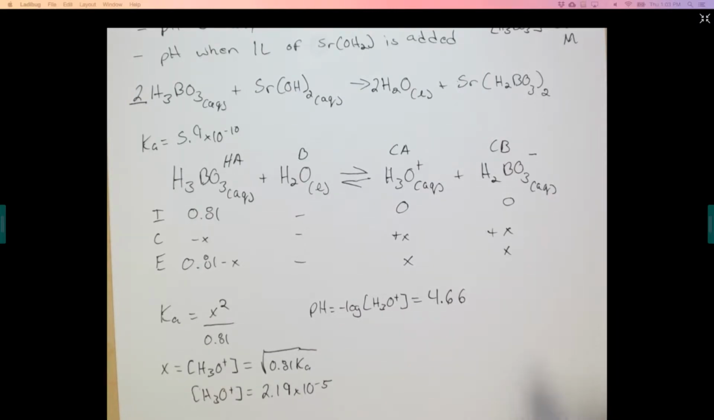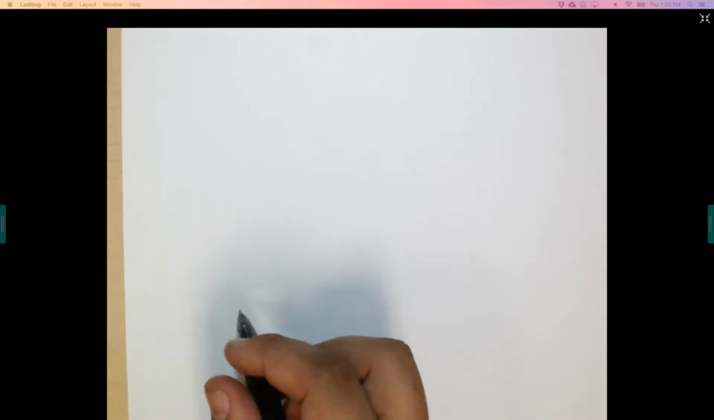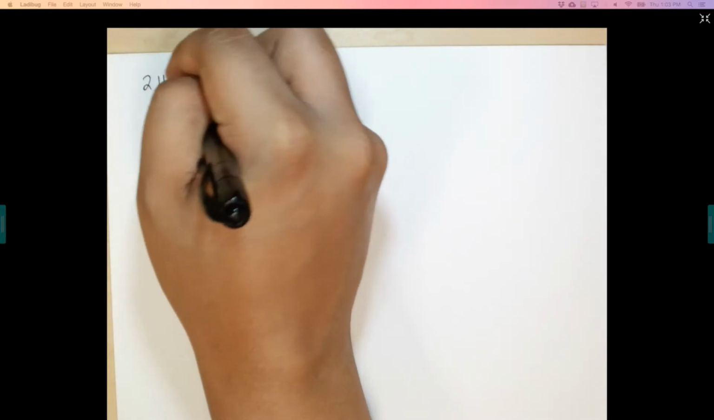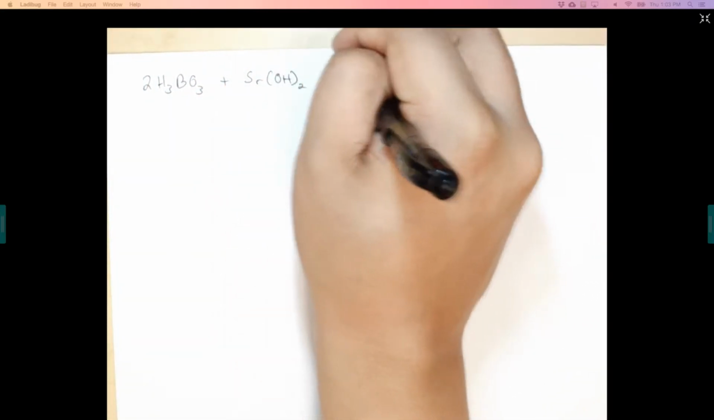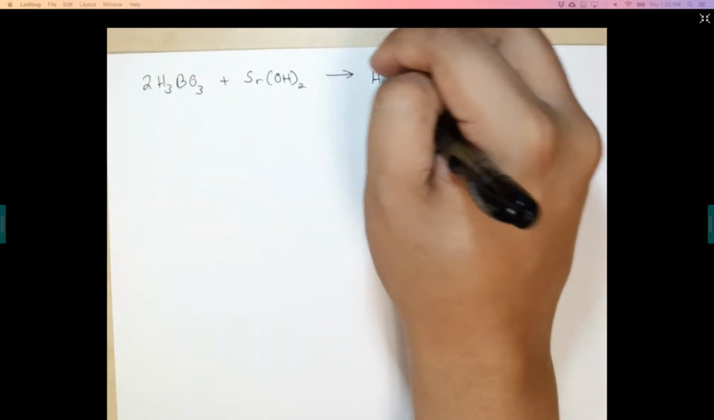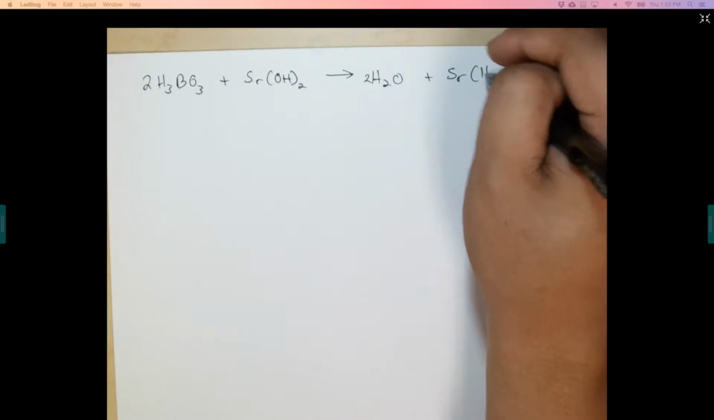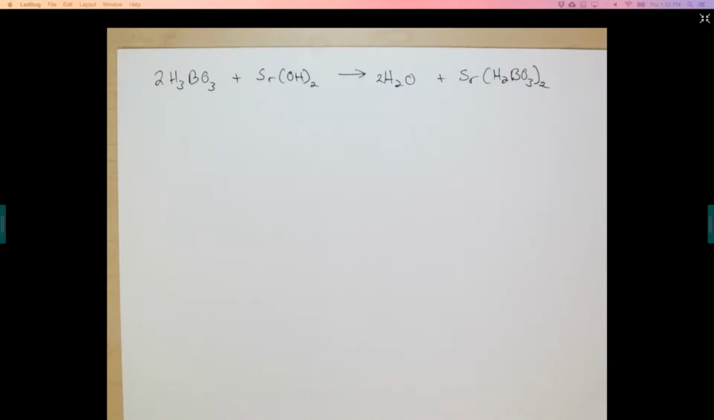Okay. Now, second question was pH when 1 liter of strontium hydroxide is added. So I'm going to move to the next page. All right. Let's rewrite. I'm going to rewrite the chemical reaction that is of interest. H3BO3 plus Sr(OH)2 gives us 2 H2O plus strontium H2BO3 twice. All right. So 1 liter of strontium hydroxide is added.